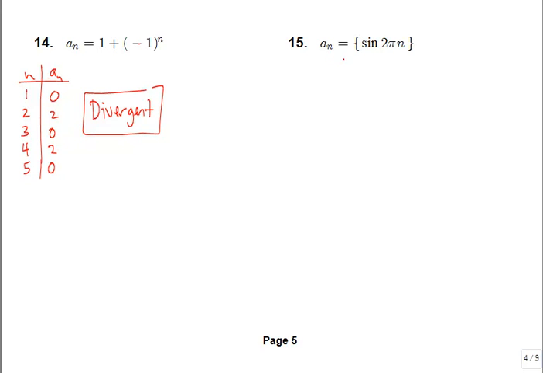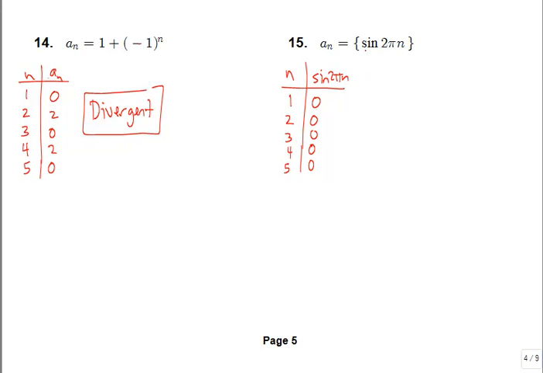How about this sequence right here, sine of 2 pi n? Well, on this one again, we could probably do this by hand. If we let our n be 1, then this is sine of 2 pi, which is 0. If n is 2, that's sine of 2 pi times 2, or sine of 4 pi, which is still 0. If n is 3, sine of 6 pi is 0. If n is 4, sine of 8 pi is 0. And if n is 5, then we're at sine of 10 pi, which is 0.